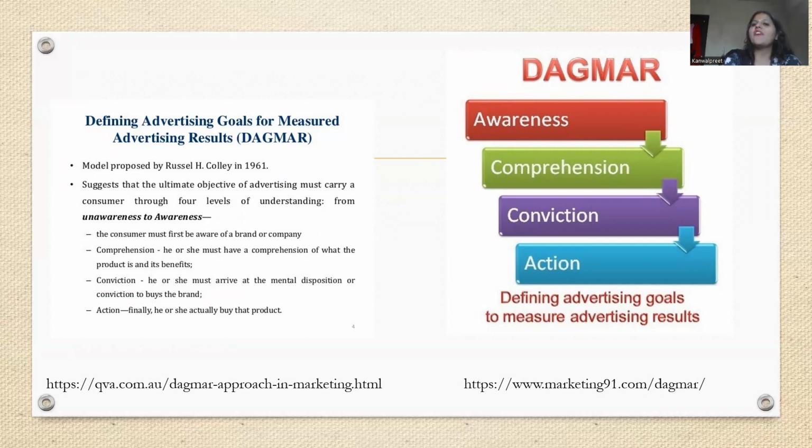Okay, so this is defining the right full form. Who proposed this model? This model was proposed by Russell Colley in 1961. So remember the name of the person and the year, because questions have been asked on this. It suggests that the ultimate objective of advertising must carry a consumer through 4 levels.